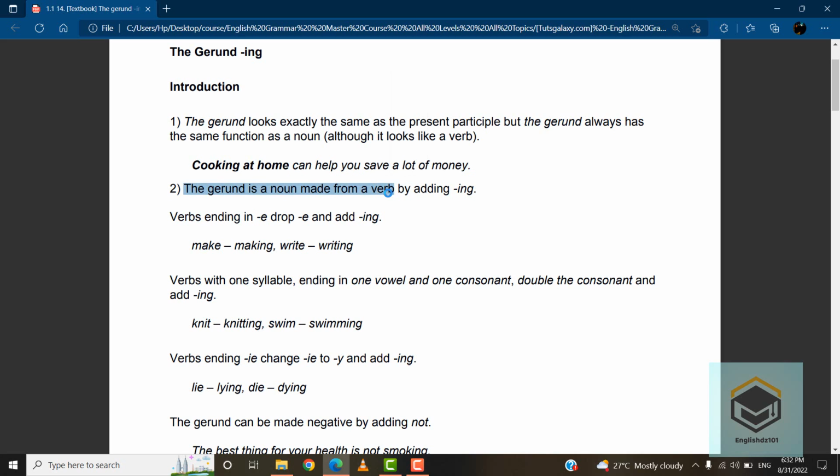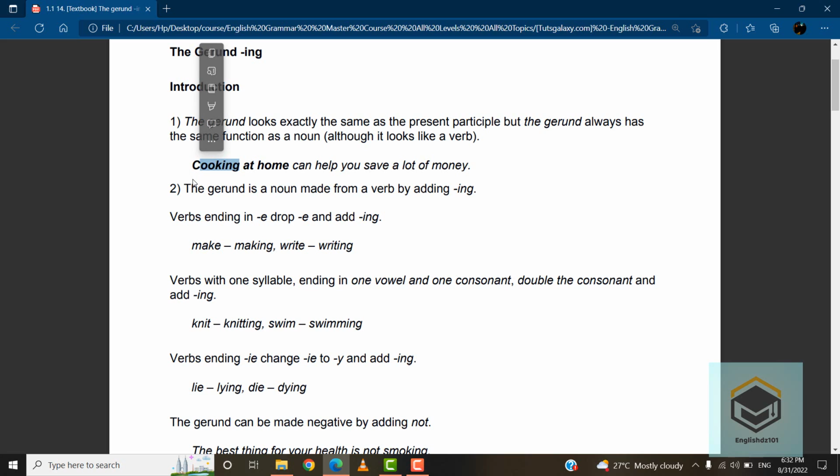The gerund is a noun made from a verb by adding ing. So بكل بساطة gerund هو اسم متكون من فعل plus ing. For example, to cook is a verb, but when you add ing, it becomes a noun. This noun is called a gerund.